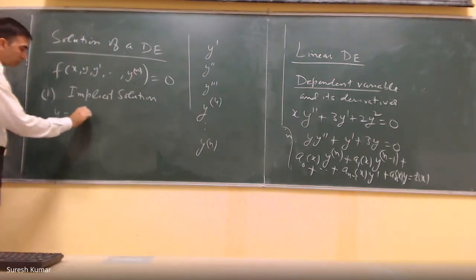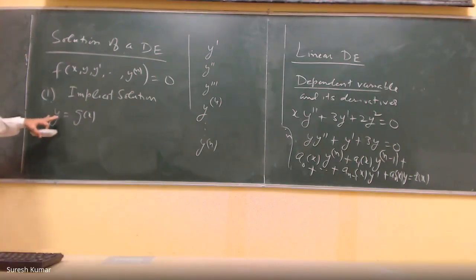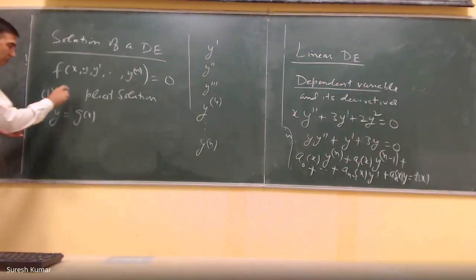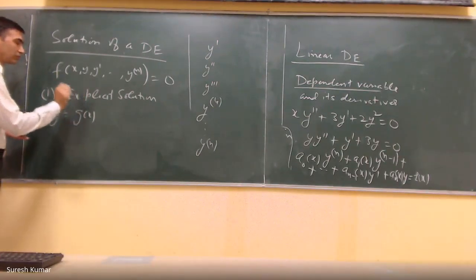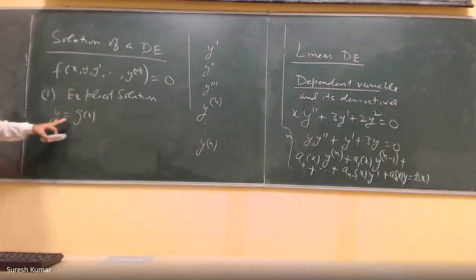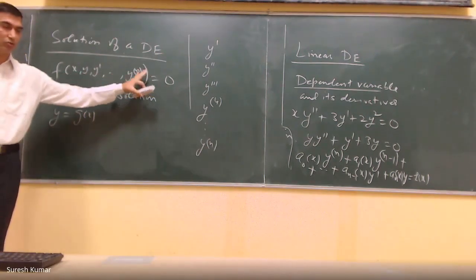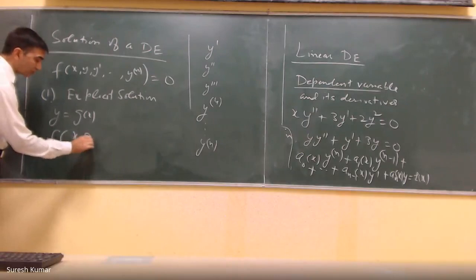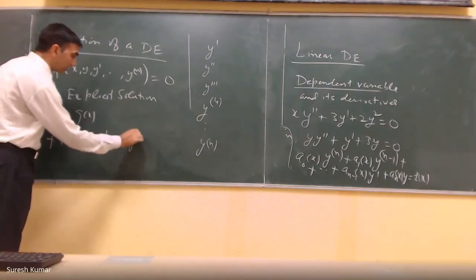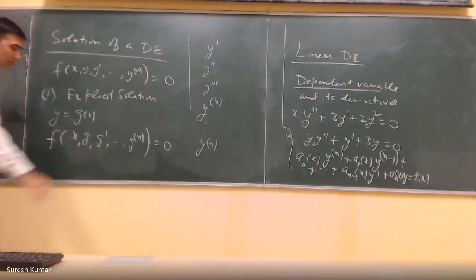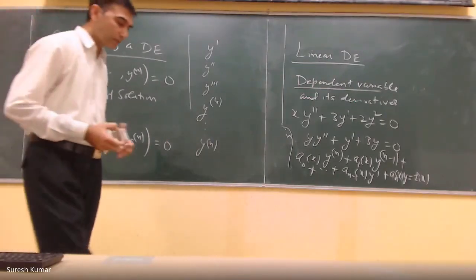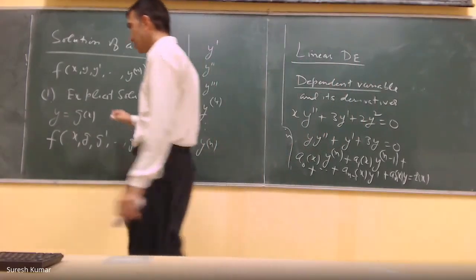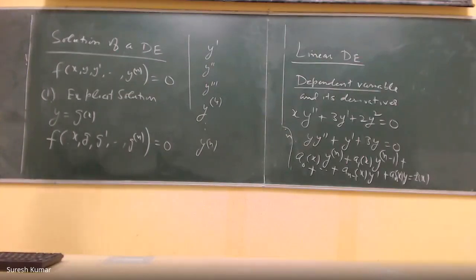What do we mean by implicit solution? First, what's explicit? Y equal to g(x) is an explicit solution of this differential equation if f(x, y, y', and so on, up to y^(n)) is identically 0. In simple words, you can say that y equal to g(x) satisfies the differential equation. Then it is an explicit solution of the differential equation.